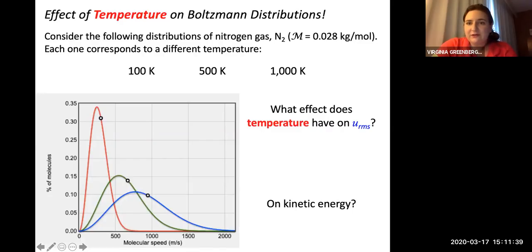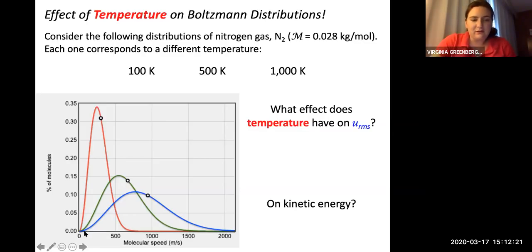So here we're going to consider how temperature of just one gas would change the Boltzmann distribution. And so we have three different temperatures to consider for this nitrogen sample. We have 100 Kelvin, 500 Kelvin, and 1000 Kelvin. And then we have our red, green, and blue curves. Okay. So if we look at the red curve, we have a huge peak. That peak corresponds to percentage of molecules. And the percentage of molecules that's really high is corresponding to a slower speed.